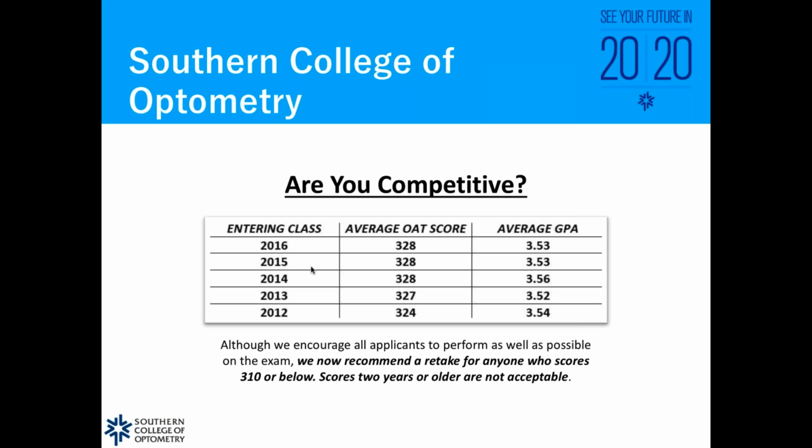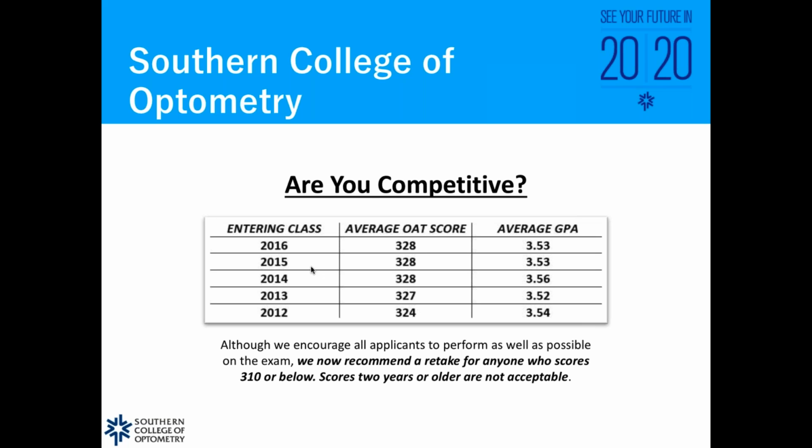And if you've attended one of my sessions before, you've seen this chart before, this Are You Competitive chart. The way we do our admission standards at SCO, we go by averages. So we use the average of the last entering class to inform our admission standards for the class we're interviewing for now. So the students that are starting in fall 2017, we're using the fall 2016 admission standards to inform that. So as I said before, we go by averages.